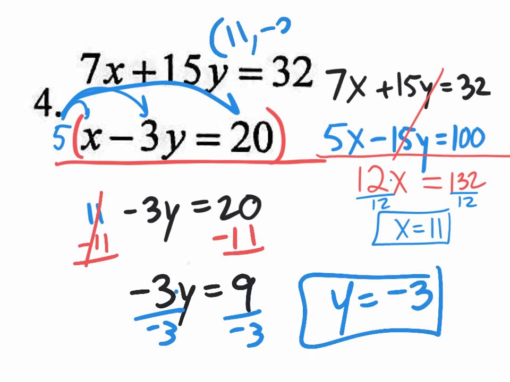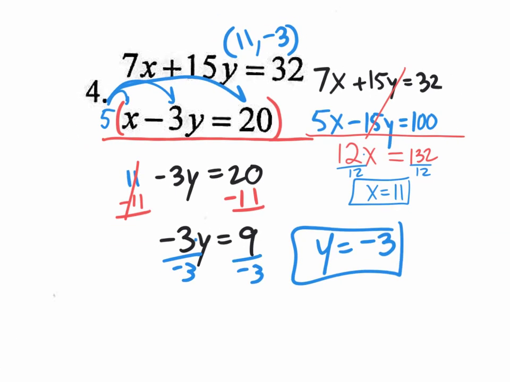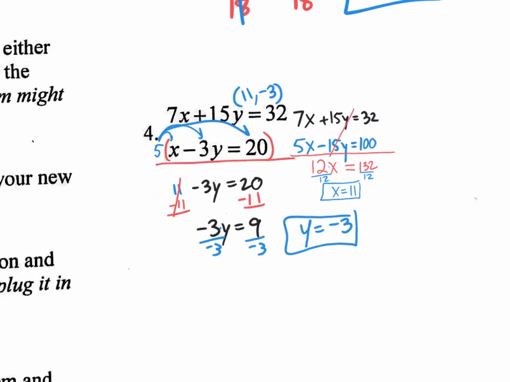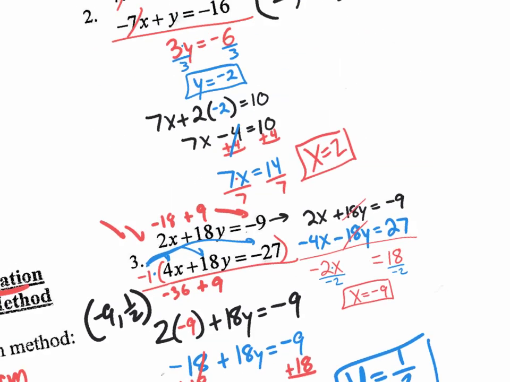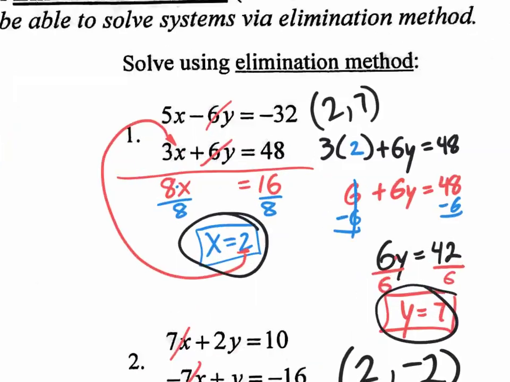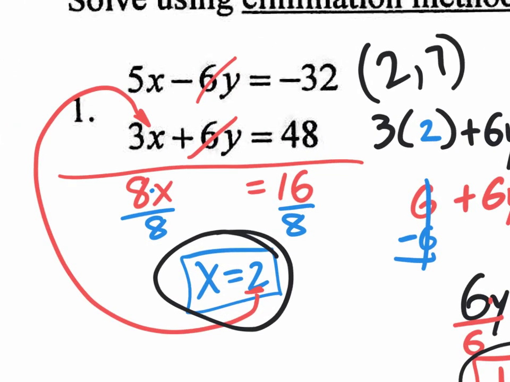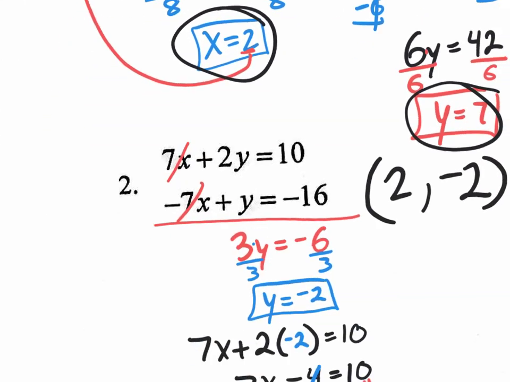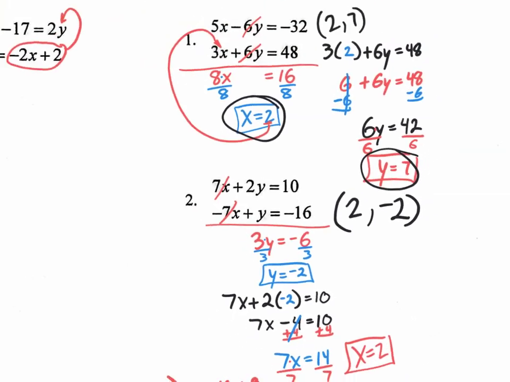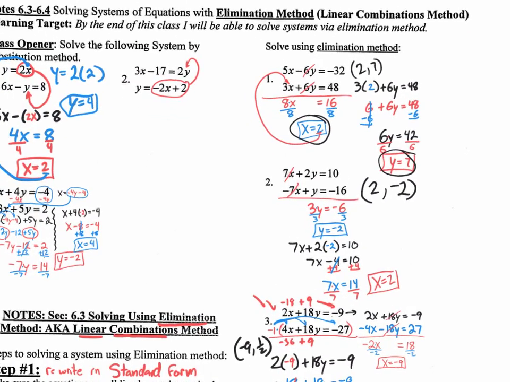11 comma -3. There you go. If you had time, plug it back in, double check. You could use a calculator. Now, on all of these, we only had to modify one equation. And some of them, like the first two, we didn't even have to modify anything. Number one, it was ready to cancel out the y's. Number two, it was ready to cancel out the x's. Let's take a look at the hardest type of system.